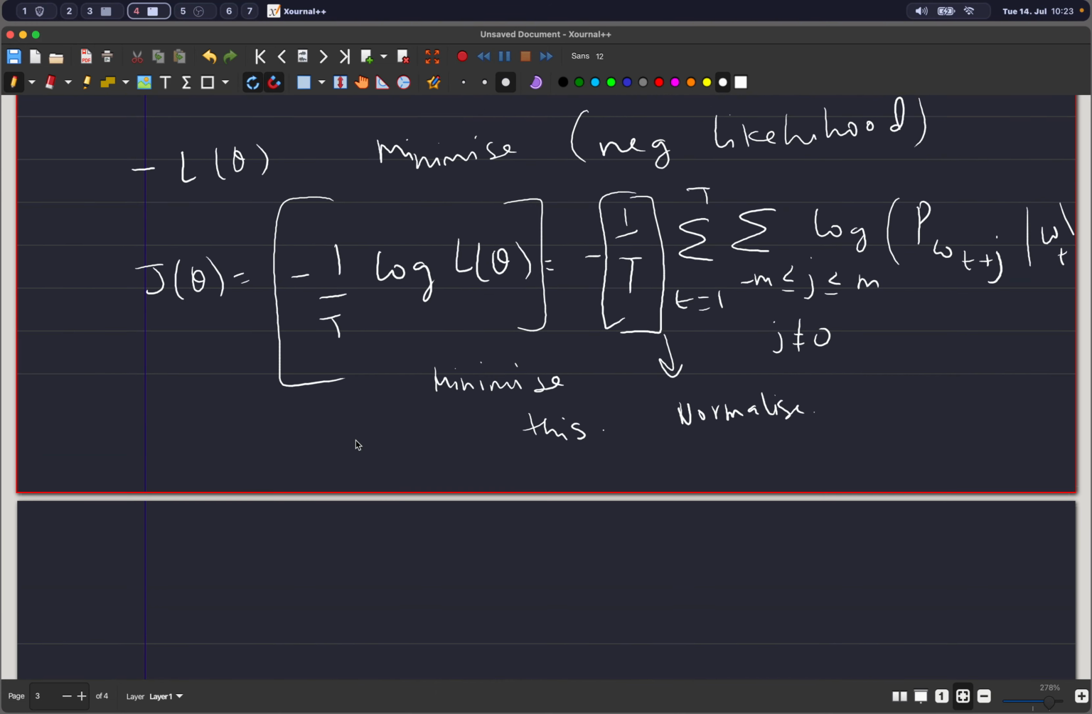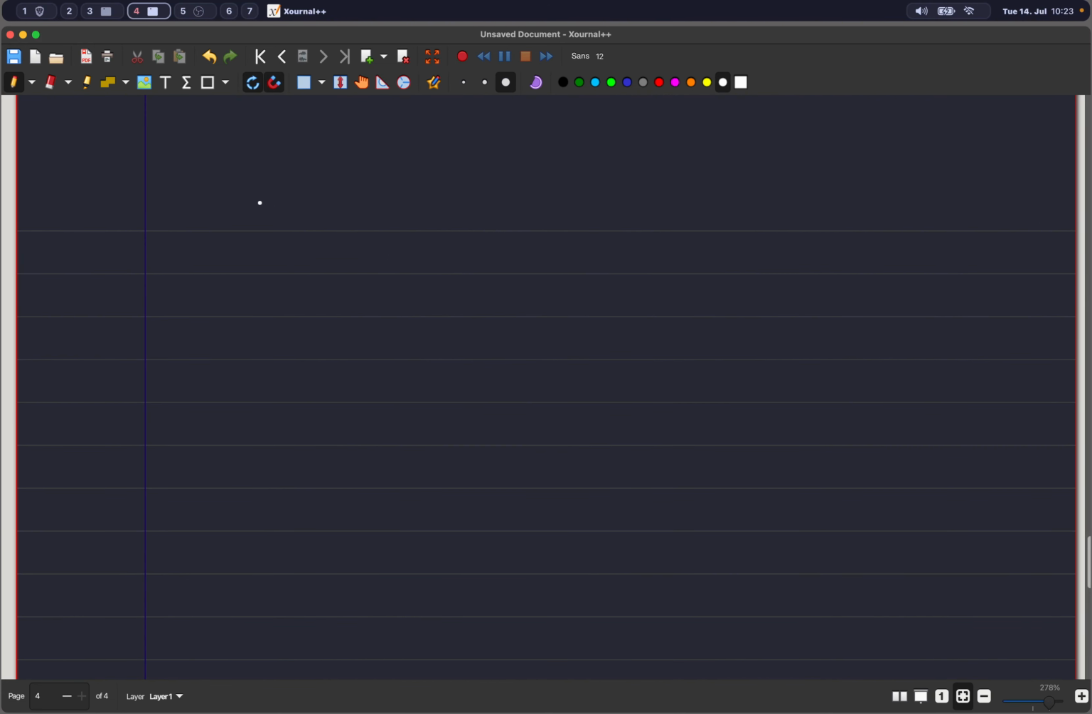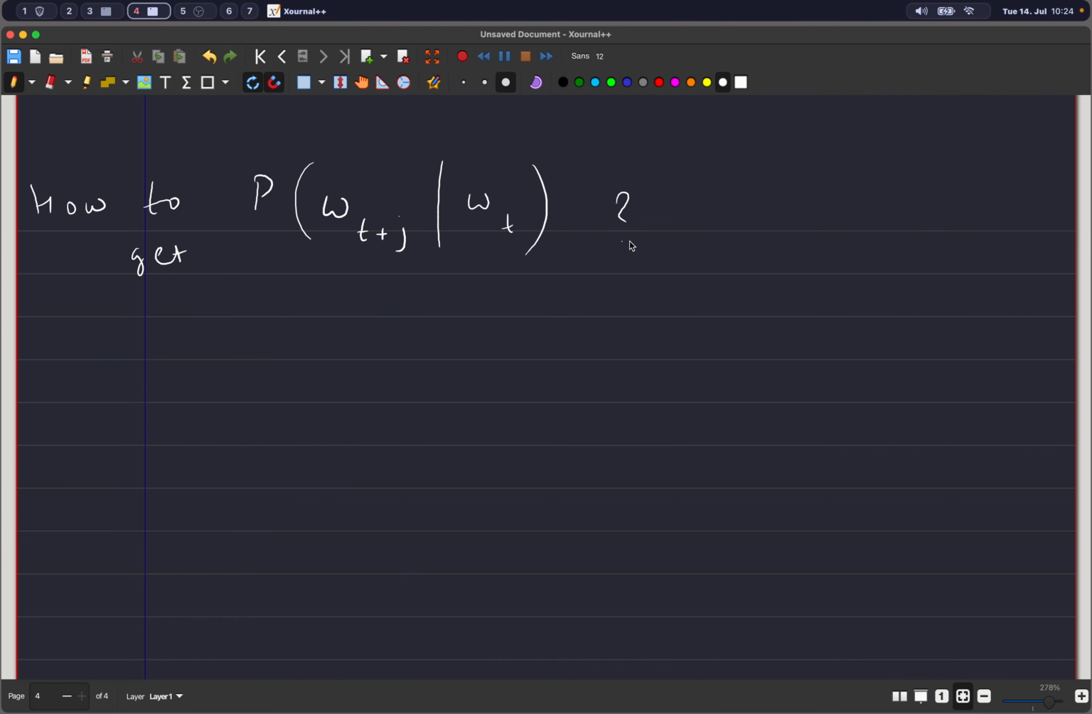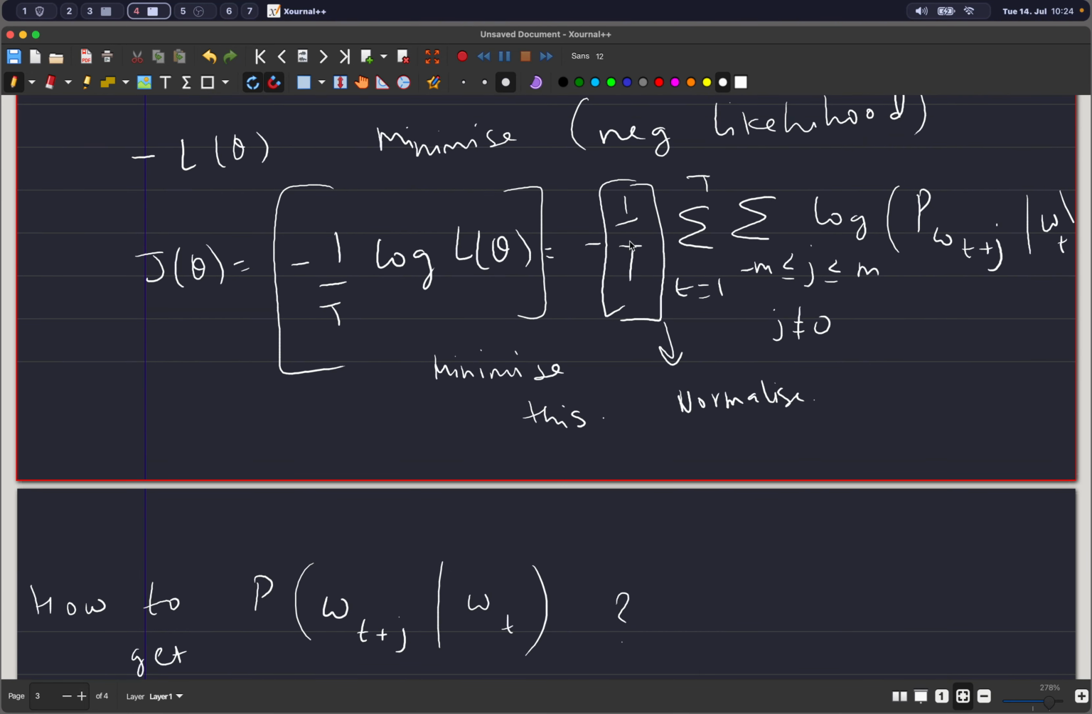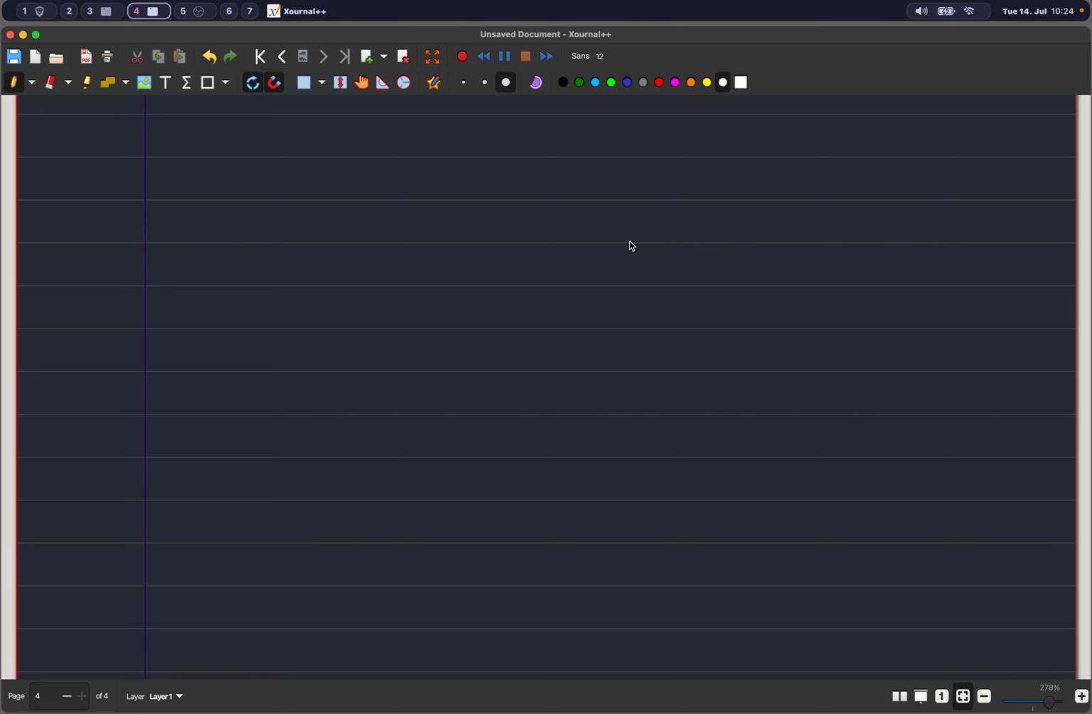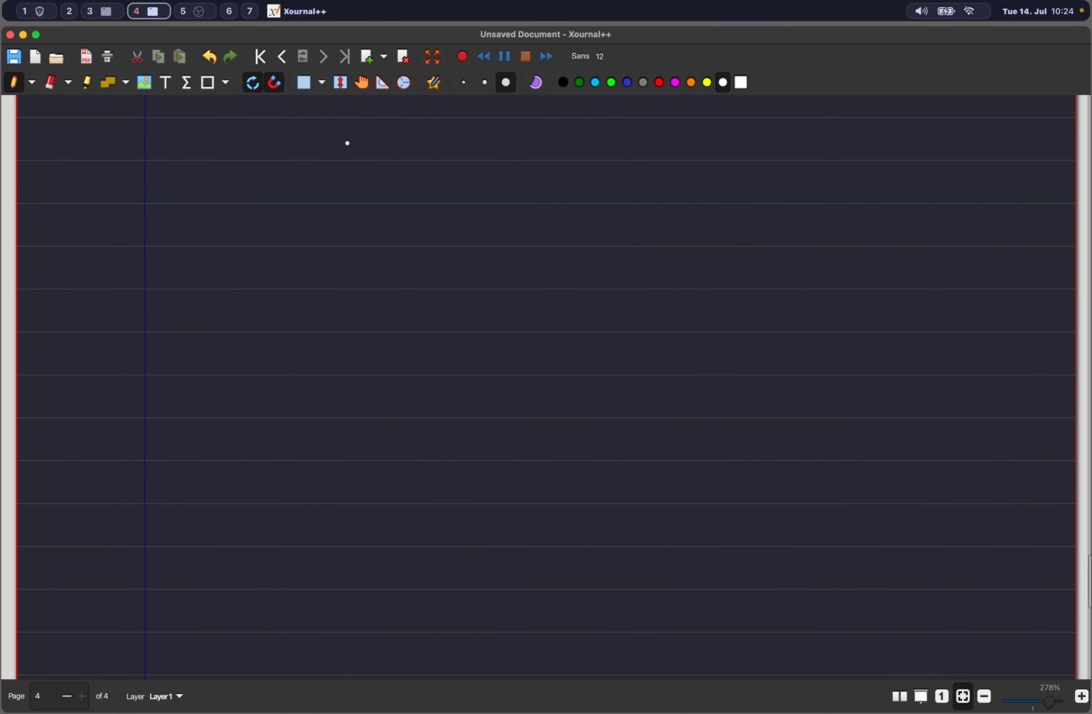Now, one thing you may have observed is that the common thing in the objective function and likelihood is the probability of w t plus j given the word w t, where w t is the center word. The question is how to get this probability, because once we get this, we can easily calculate the objective function that we want to minimize. The solution we have in hand, very easy to understand as well, is to maintain two vectors per word in the vocab.